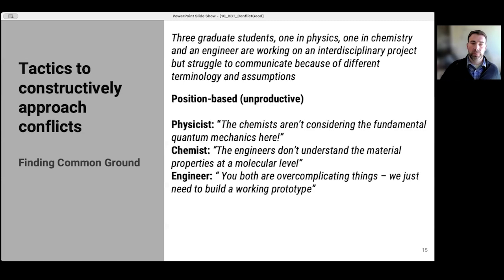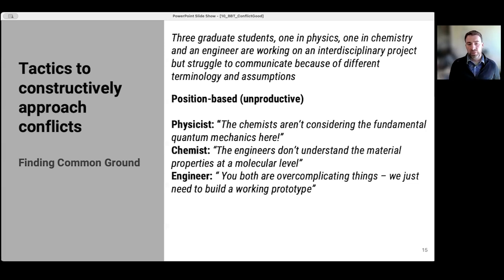What does that mean? This sounds a bit like a setup to a joke, but you've got three graduate students, one in physics, one in chemistry, and an engineer. They're working on an interdisciplinary project, but struggle to communicate because of different terminology and assumptions. The physicist is focused on the fact that the chemists aren't considering the fundamental quantum mechanics. The chemist is saying the engineers don't understand the material properties at a molecular level. The engineer is saying, you're overcomplicating things. We just need to build a prototype.